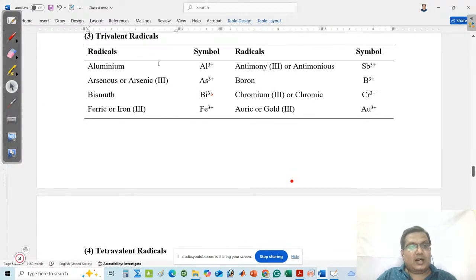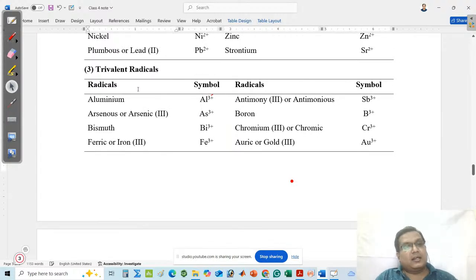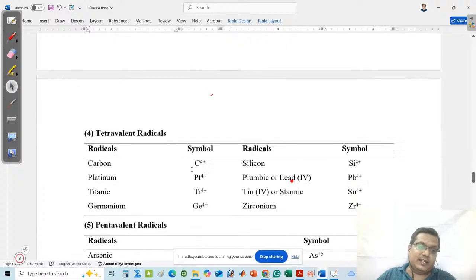Similarly, think about the trivalent radicals, that is your aluminum Al3 plus, arsenious or arsenic As3 plus, bismuth Bi3 plus, ferric or iron Fe3 plus. These are the list of trivalent radicals. It is necessary to remember the names of the radicals.